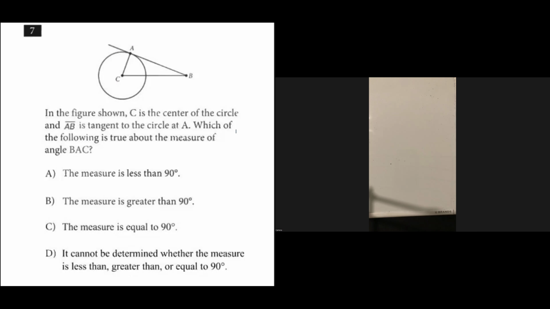Anyway, which of the following is true about the measure of angle BAC? Well, if we know that these two lines, AC and AB, are essentially perpendicular, that means that the measure has to always equal 90 degrees. So the correct answer is choice C, since we know that they are perpendicular.